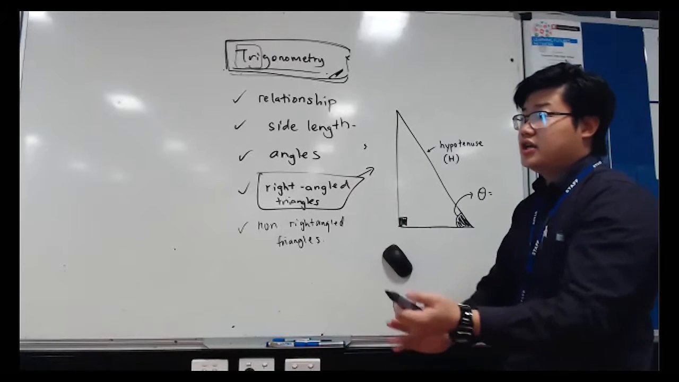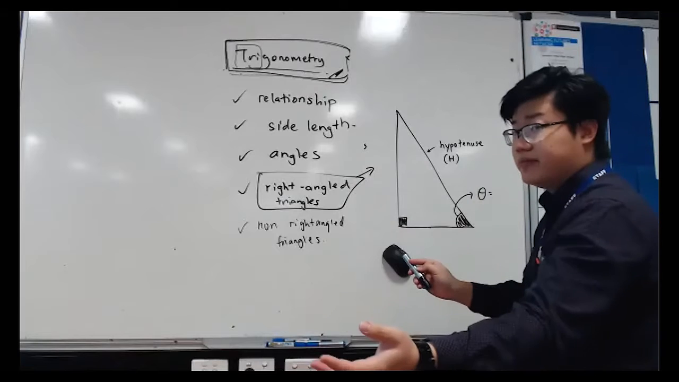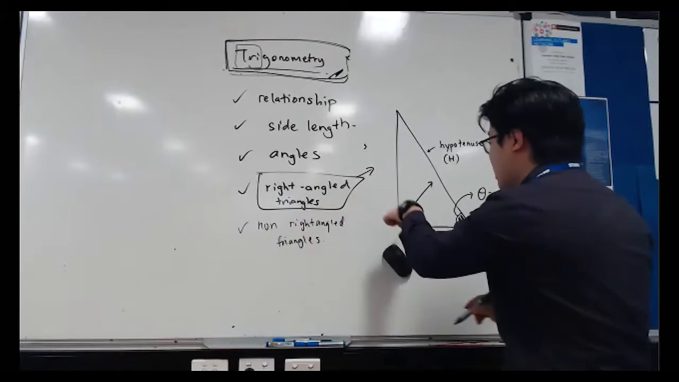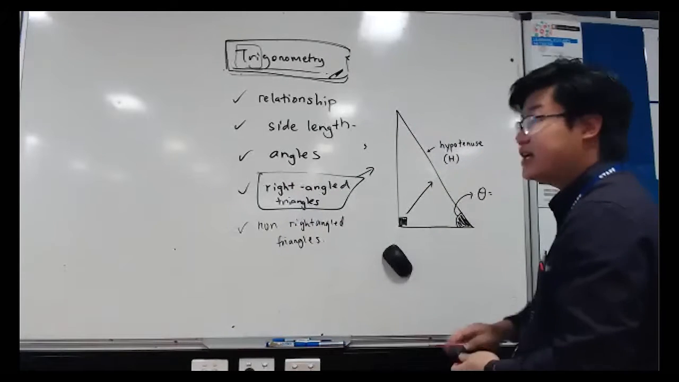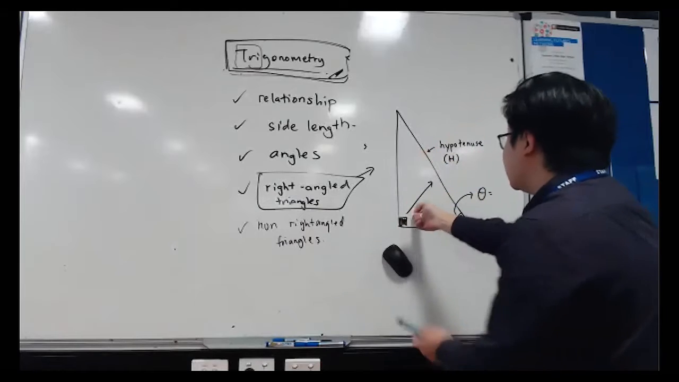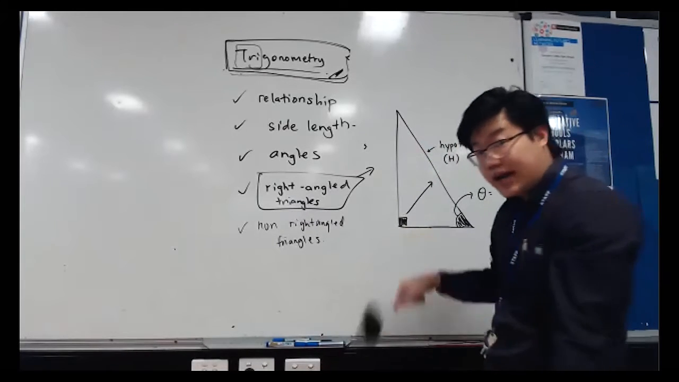Here is how you identify the hypotenuse. Remember, the hypotenuse is always directly opposite to the right angle. This is important, listen carefully. The hypotenuse is always located directly opposite the right angle.